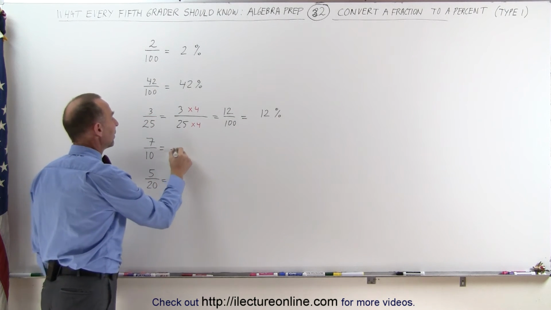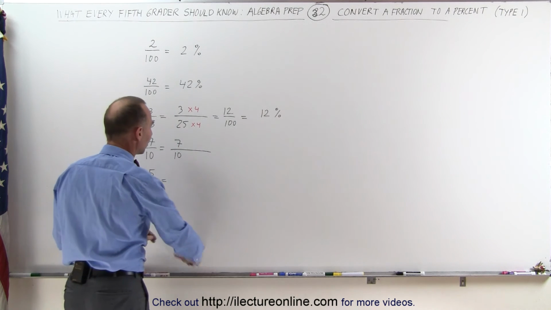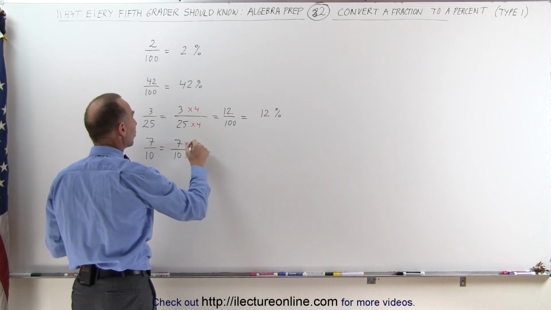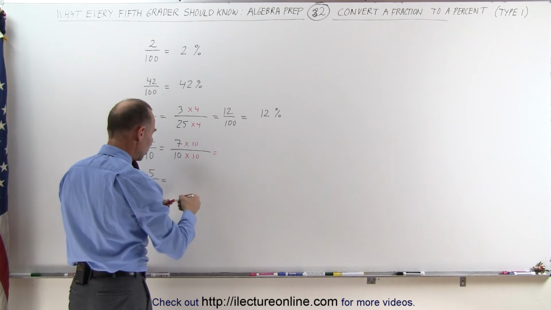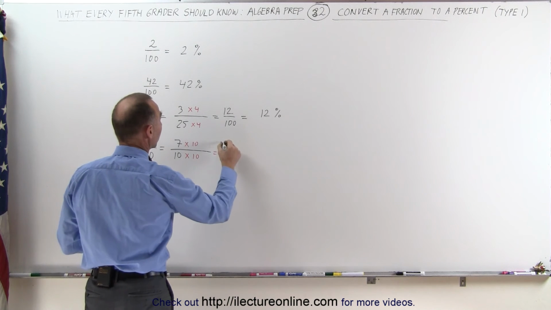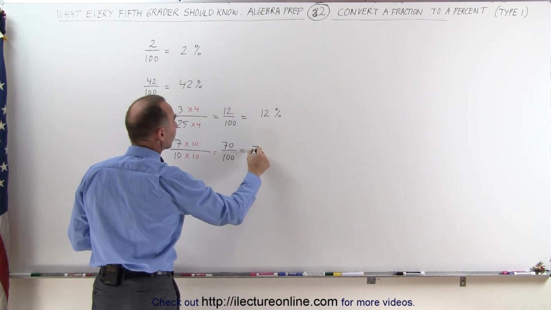Same here. I can take 7 divided by 10 and realize that if I multiply the denominator times 10 and I do the same to the numerator, then I get a new fraction that has 100 as a denominator. This becomes 70 divided by 100, which means that this is 70%.